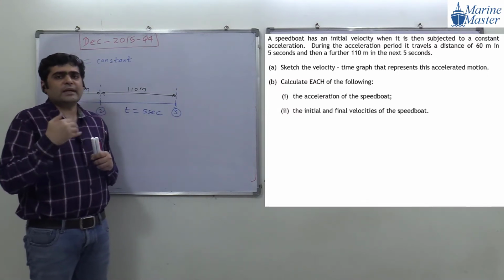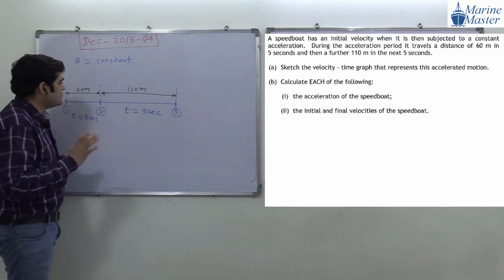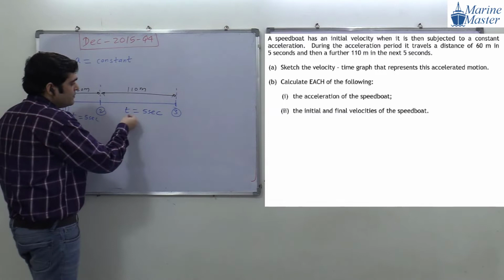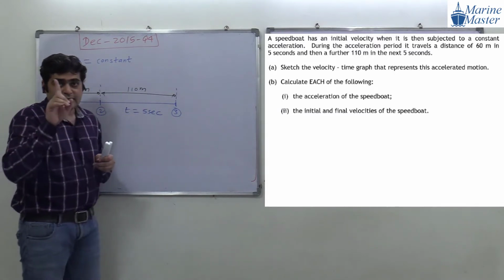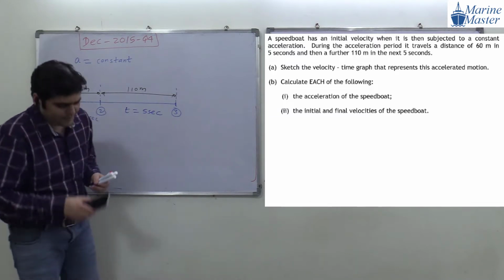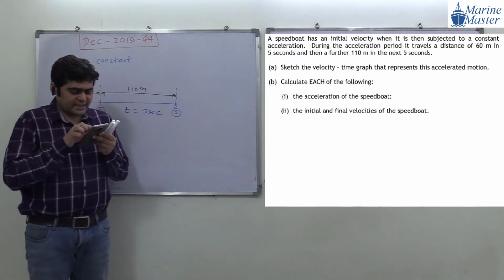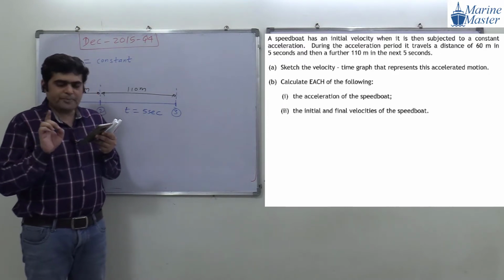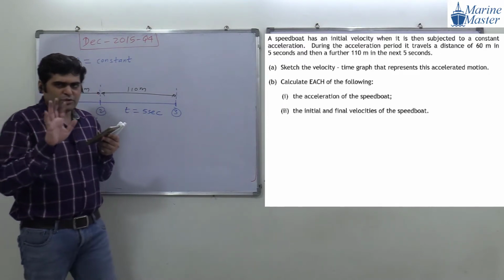But the velocity change rate is the same, constant. Okay guys, are you getting my point? Everyone try to see the scenario: 1 to 2, 60 meter; 2 to 3, 110 meter. Now what are they asking us in part A? We have to sketch the velocity and time graph representing the accelerated motion. Very simple scenario.